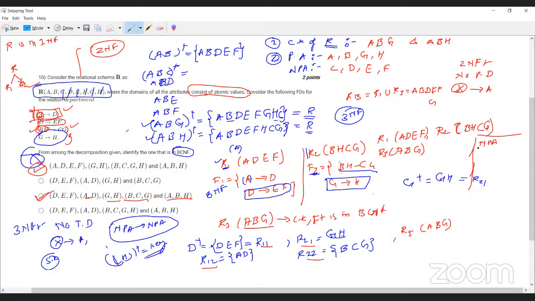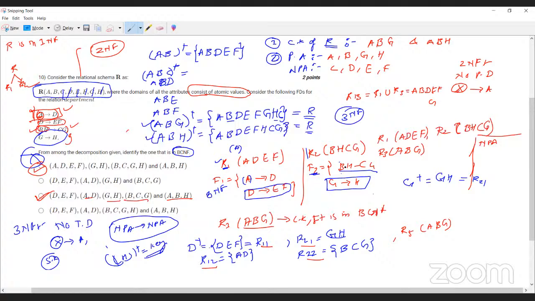BHCG is a super key. BH is a super key. And in GH, both G and H are prime attributes, right? Technically, or are we just looking at it within the context of R2 alone? Yes, G and H are prime attributes.